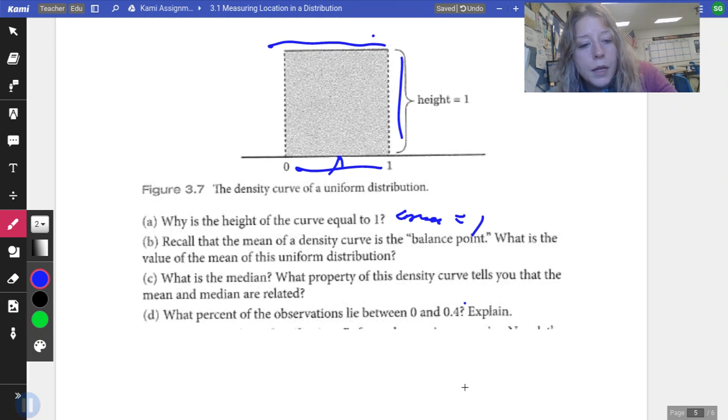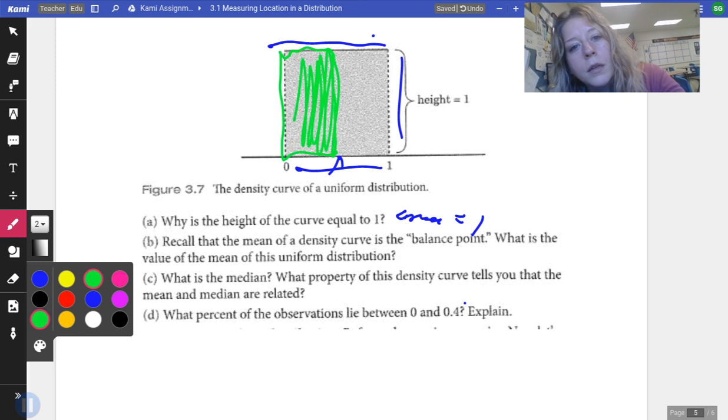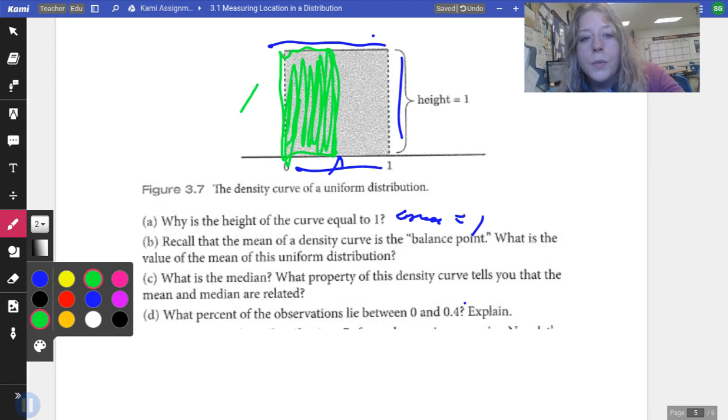And then what percent of the observations lie between 0 and 0.4? So you're looking at a box about like that. So our height is still 1, and the base of that would be 0.4. So it's going to be 1 times 0.4, which is 0.4, or 40%.